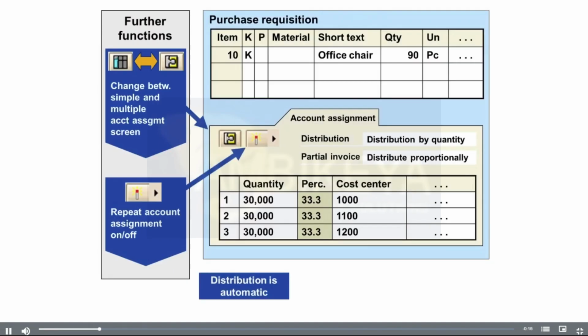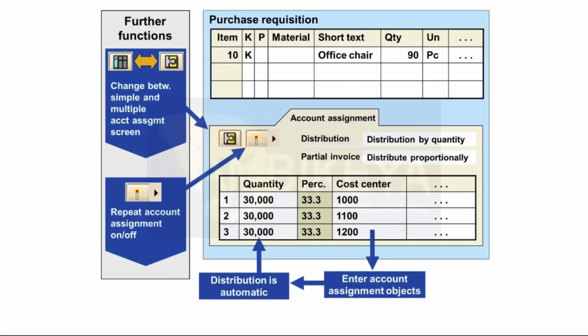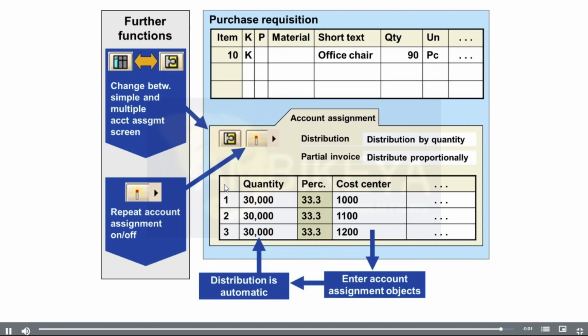If you want to request materials or services directly for an account assignment object, you specify an account assignment category for the item in the item overview. As a consequence, you have to enter additional account assignment data in the item detail on the account assignment.